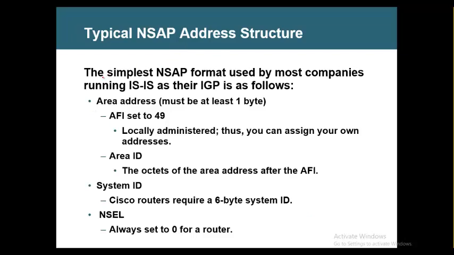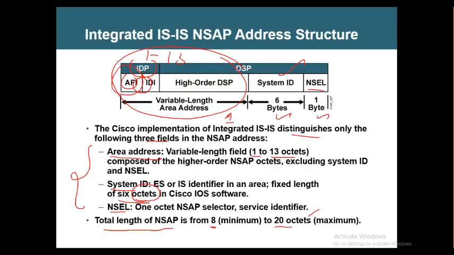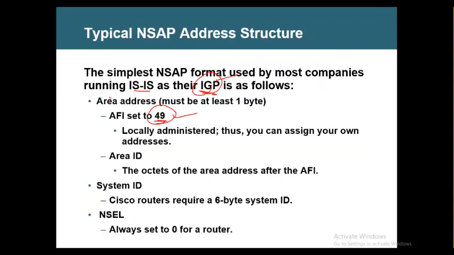Typical NSAP address structure. The simplest NSAP format used by most companies running ISIS as the IGP. I told you this number 49 is for IGP. Mostly people use ISIS as an IGP protocol, not EGP, not between the borders. So to represent that IGP, it is not mandatory, but we always put 49. That is what this AFI means. It is locally administered, thus you can assign your own address. So 49, and then you can put your own area ID, system ID, and selector ID.